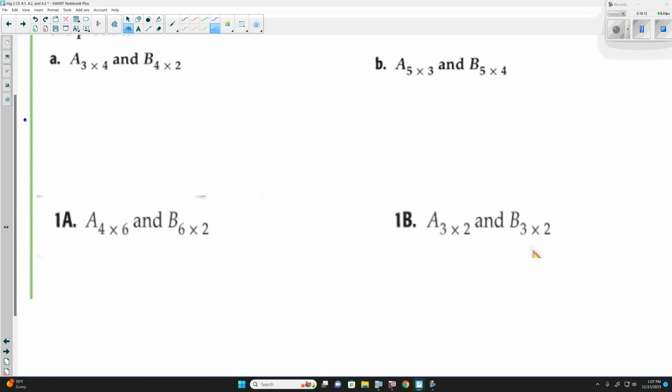So if we look at this here, columns of the first, rows of the second, are they the same? Yes. And if the columns of the first match the rows of the second, it says that we can indeed multiply. So here we can do A times B. And the new dimensions are going to be the rows of the first by columns of the second.